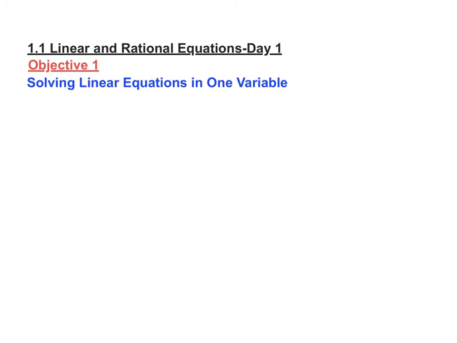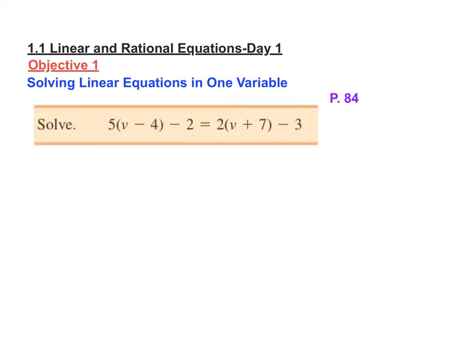Now, we're really talking about solving equations today, and solving equations in one variable, and you by now are probably really good at this. So we'll review a couple problems and just make sure that we're in good shape with these. So we're going to do some examples. Here's the first example: 5 times the quantity v minus 4 minus 2 equals 2 times the quantity v plus 7 minus 3. Please solve that. Who's got an answer for me?